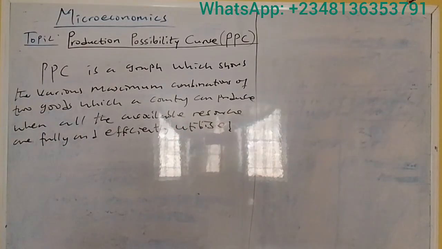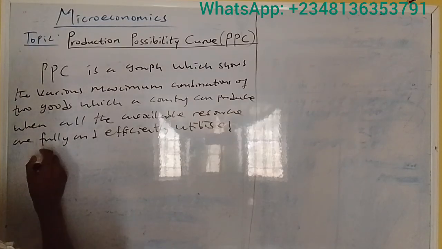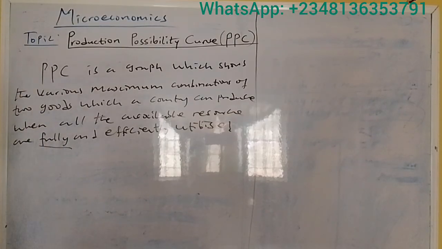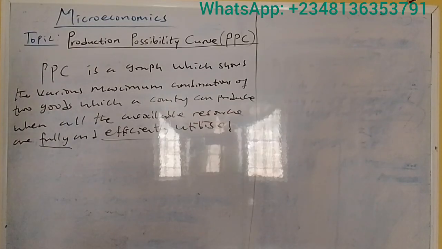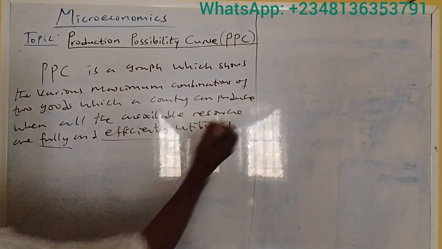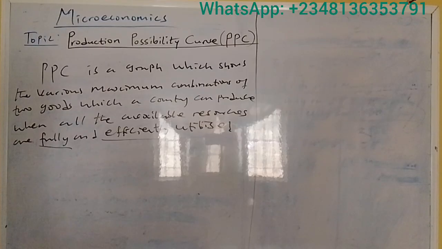What do I mean by fully utilized and efficiently utilized? The resources are fully utilized in the sense that all the resources in the country are being used. Efficiently utilized in the sense that the resources are being used in the best possible way. So the PPC is a graph that shows the maximum, that is, the highest possible units of two goods which a country can produce when all its available resources are fully and efficiently utilized.